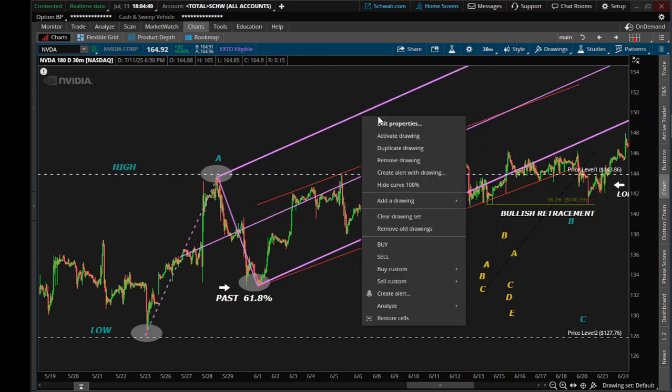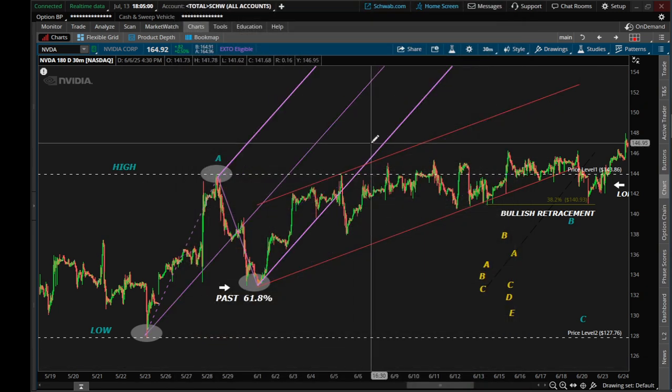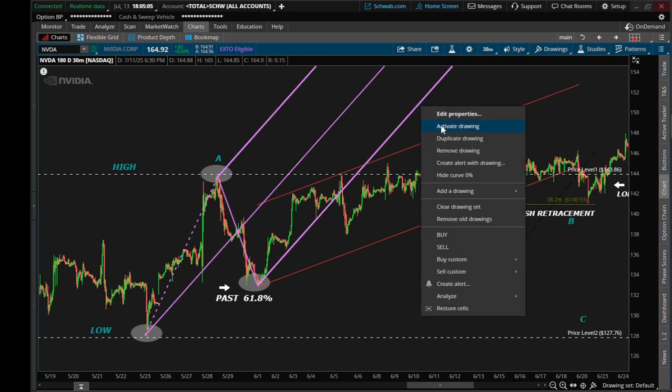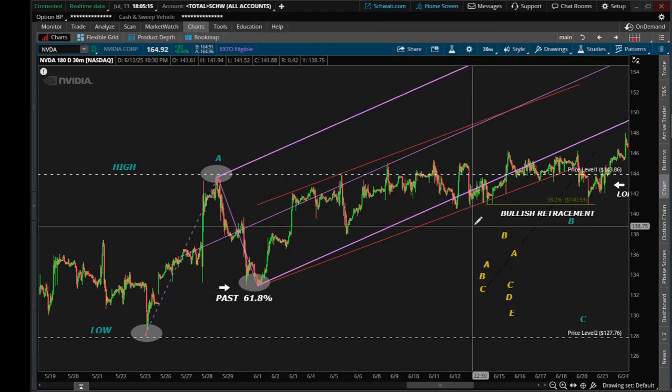Now, there are 3 different types of pitchforks: the standard, the shift, and the modified shift. So I usually pick it according to the projection of the trend that it's been going in. So let's look at the standard real quick. This one's probably the most bullish, and then the next one is the modified, which is less bullish, I'm sorry, it's shift. Shift is the next one.